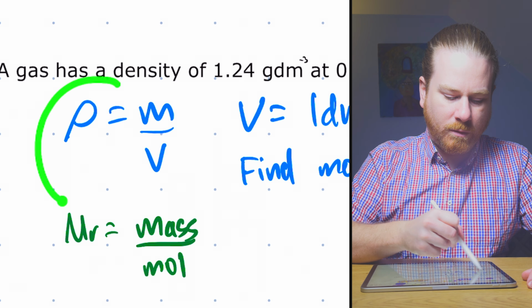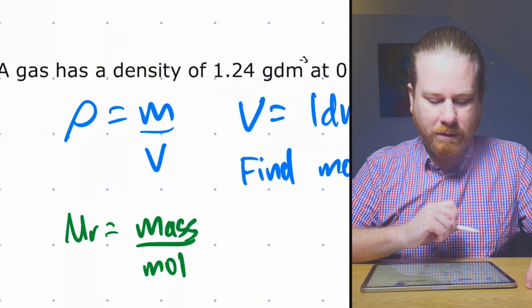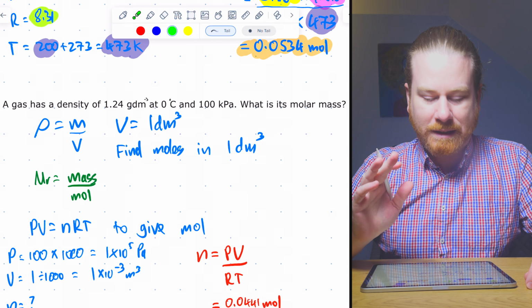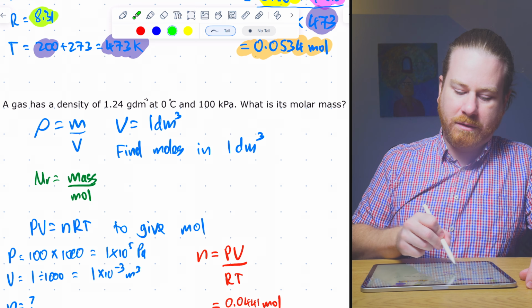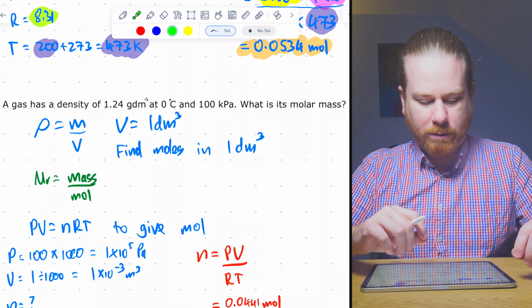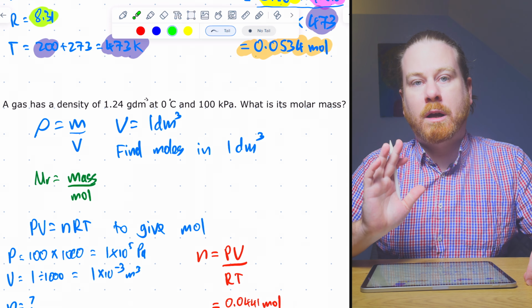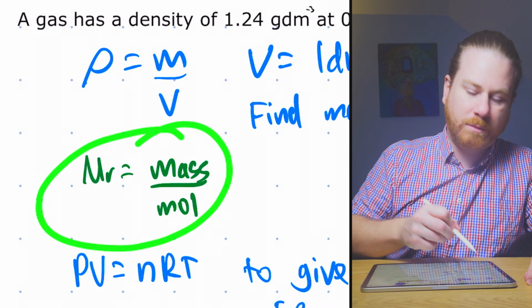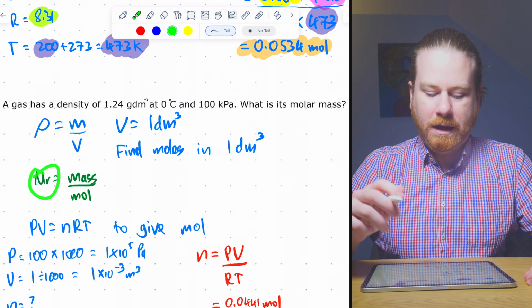A bit of physics sneaking in, but density is mass divided by volume. If we decide our volume is going to be 1 decimeter cubed, then we will be able to find out how many moles are in 1 decimeter cubed. Once we know the number of moles, we've got the mass, and that will be the mass in a decimeter cubed. We can then use this equation, which we should be familiar with, to calculate the Mr.